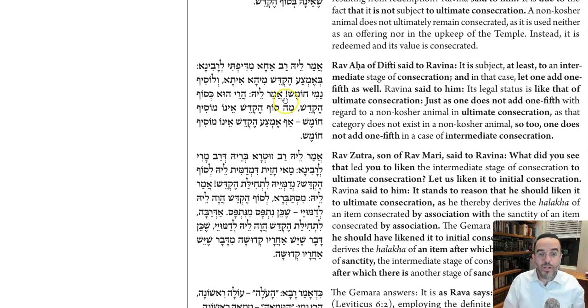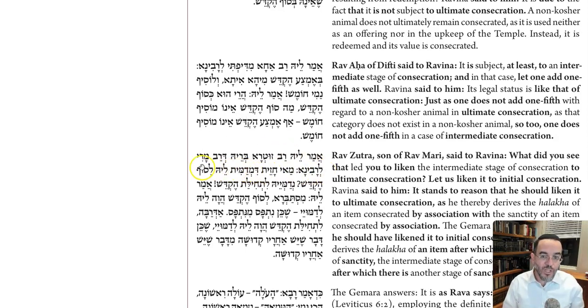What would you say? Amar le, harehu kesof hekdesh, ma sof hekdesh, eno mosif chomesh, af emsa, hekdesh, eno mosif chomesh. And so Ravina says, I think it's like the end. The middle is like the end. Just like at the end, C to D, you don't have to add a fifth. So B to C, you do not add a fifth.